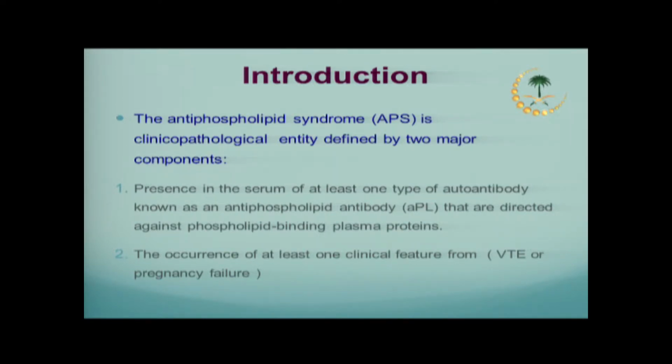The syndrome is a clinico-pathological entity defined by two major components, as described by Graham in London early: the presence of at least one of the types of autoantibodies, and we will talk a little more about the types of antibodies, and that should be present with one of the clinical features, which is either thrombosis or pregnancy failure.